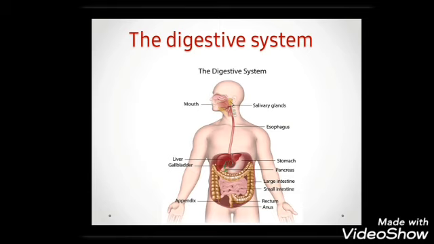The first lesson is the digestive system. I will explain in detail the digestive system and the respiratory system. In this term, you have two systems, which are respiratory and digestive. Okay, what is the meaning of digestive? I will explain now.